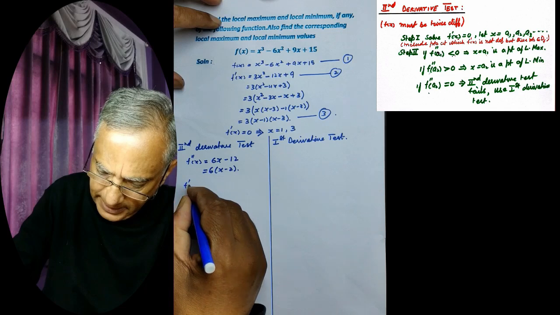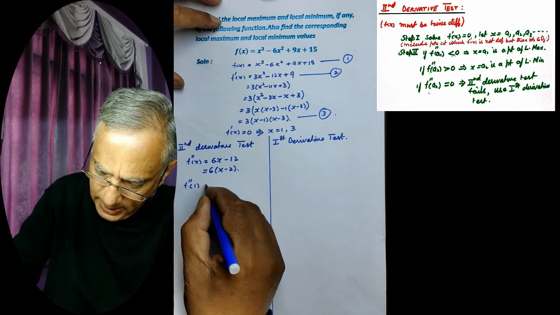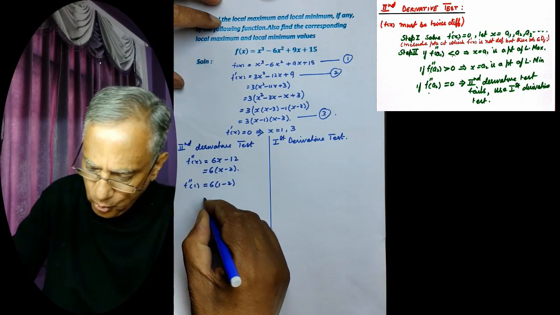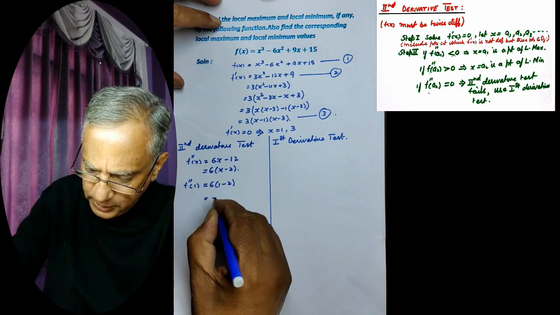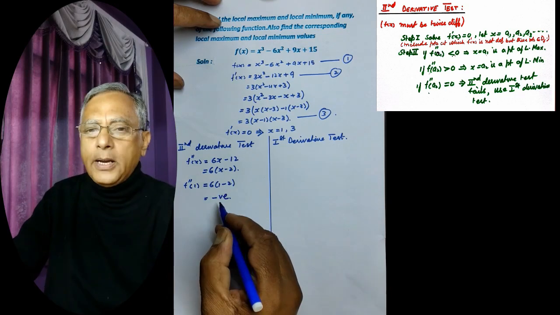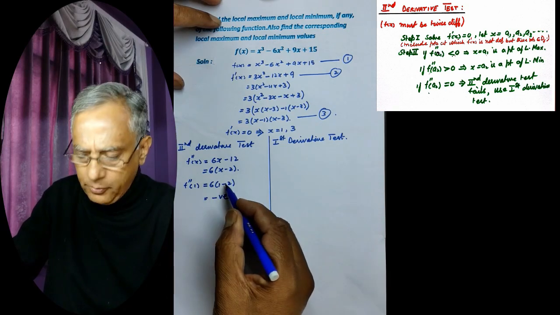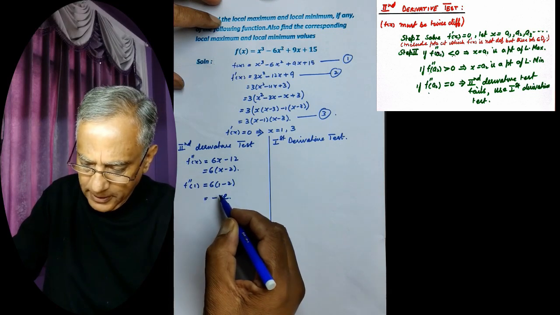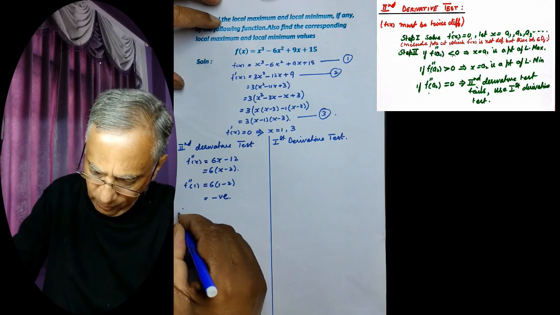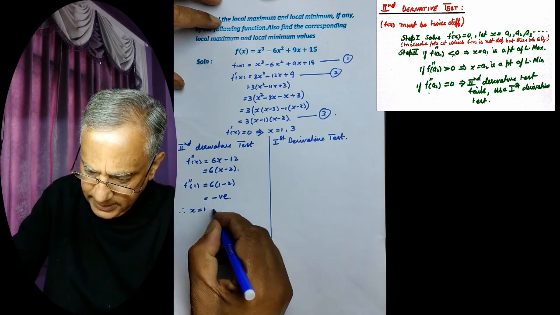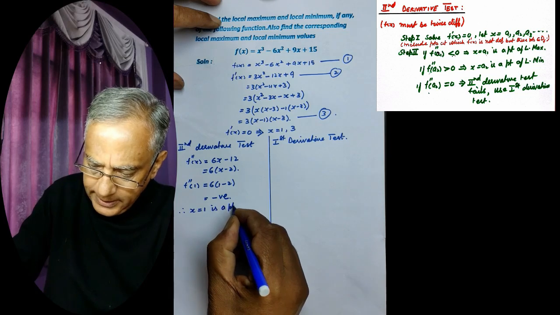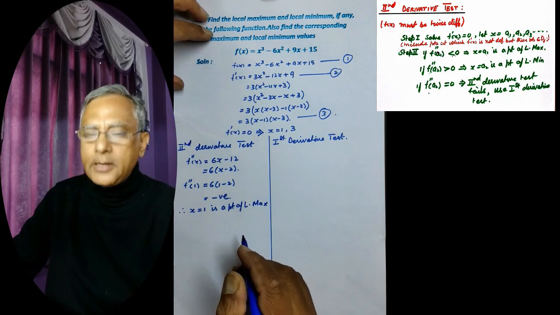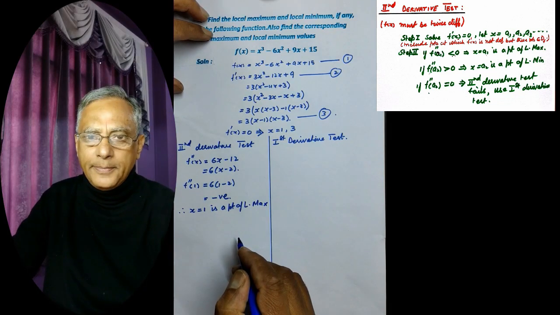So f double dash at 1 is equal to 6 into 1 minus 2, and 1 minus 2 is negative, so this is negative. We are not interested in the value. You can find the value, but we are interested only in the sign of f double dash 1. So f double dash 1 is negative. Therefore, x equal to 1 is a point of local maximum. This is a point of local maximum.